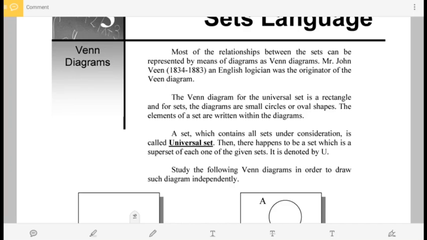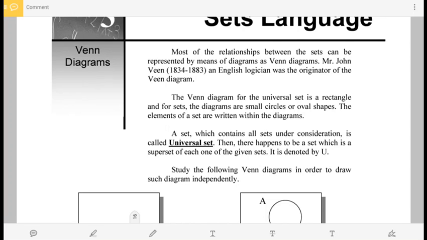Now, the person who formulated this Venn diagram is Mr. John Venn. That's why this diagram is named after him. In the Venn diagram, the universal set is represented by a rectangle. So if you have a rectangle, that means that is the universal set. What is the universal set? The universal set is all the given sets. And the diagrams that are small circles or oval shapes are the subsets of the universal set, meaning these are within the universal set, okay?